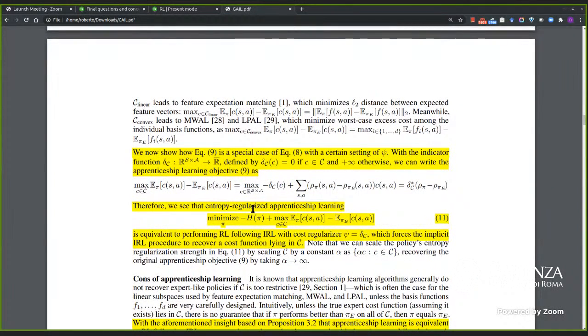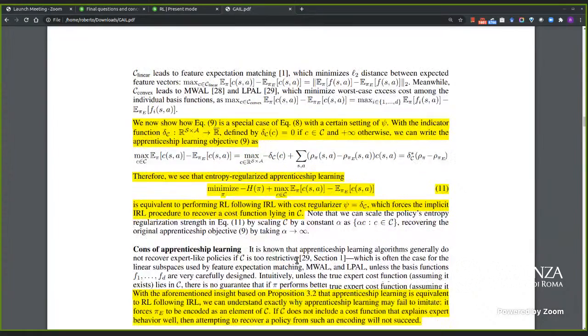Therefore, we see that entropy regularized apprenticeship learning is equivalent to performing reinforcement learning following inverse reinforcement learning with cost regularizer using this indicator function, which forces the implicit inverse reinforcement learning procedure to recover a cost function lying in C.